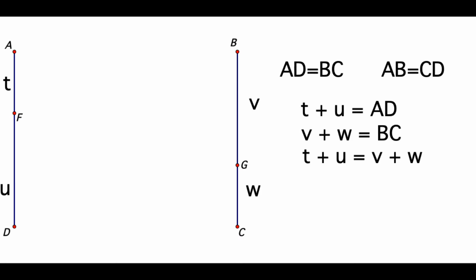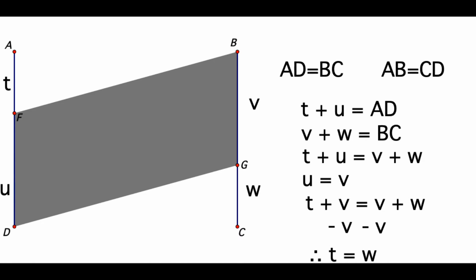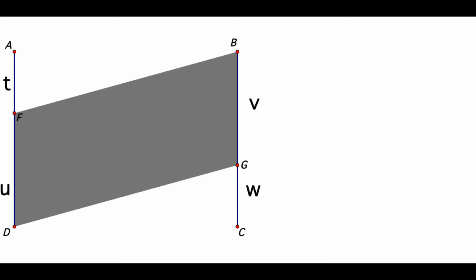I also know, going back to the quadrilateral, the parallelogram, that U is equal to V, because the two opposite sides are congruent. Once I know that, I can substitute U for V in the first part of the previous equation to get T plus V equals V plus W. And because I have V on both sides, I'm going to subtract V and finally see that T equals W. And then I'm going to use this again very shortly.